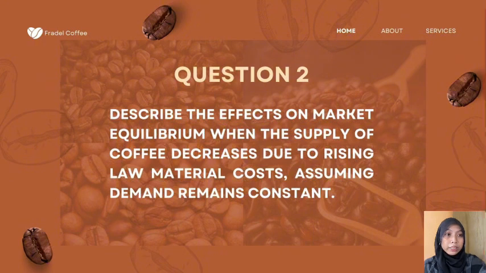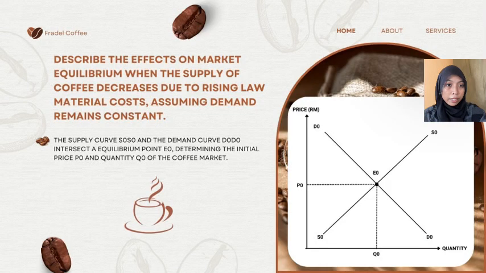Question 2. Describe the effects on market equilibrium when the supply of coffee decreases due to rising raw material costs, assuming demand remains constant. As you can see, the supply curve S0 and the demand curve D0 intersect at an equilibrium point E0, determining the initial price P0 and quantity Q0 of the coffee market.